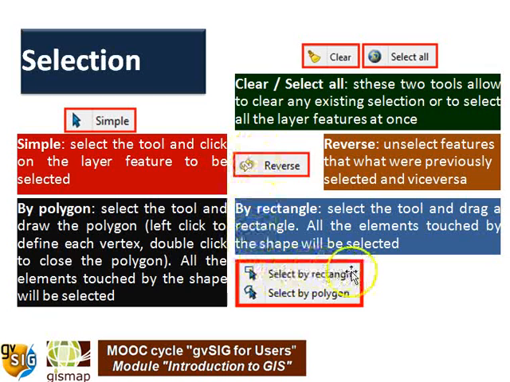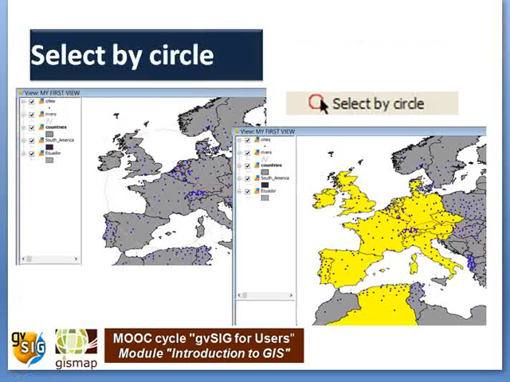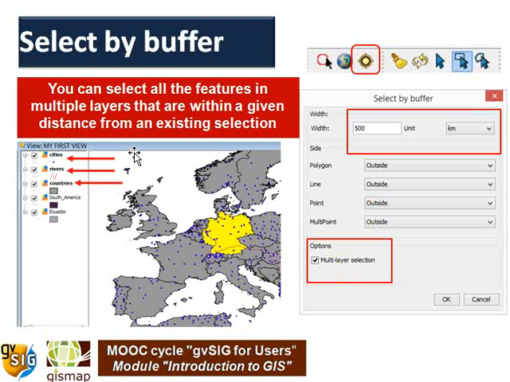Then you have select by rectangle or select by polygon. You just drag and drop a rectangle, or you click a polygon, and all the elements that are touched or contained within your selection will be highlighted and selected. You have as well select by circle. Just click on the center, then drag the extension of the circle, and all the features within or touched by this circle will be highlighted.